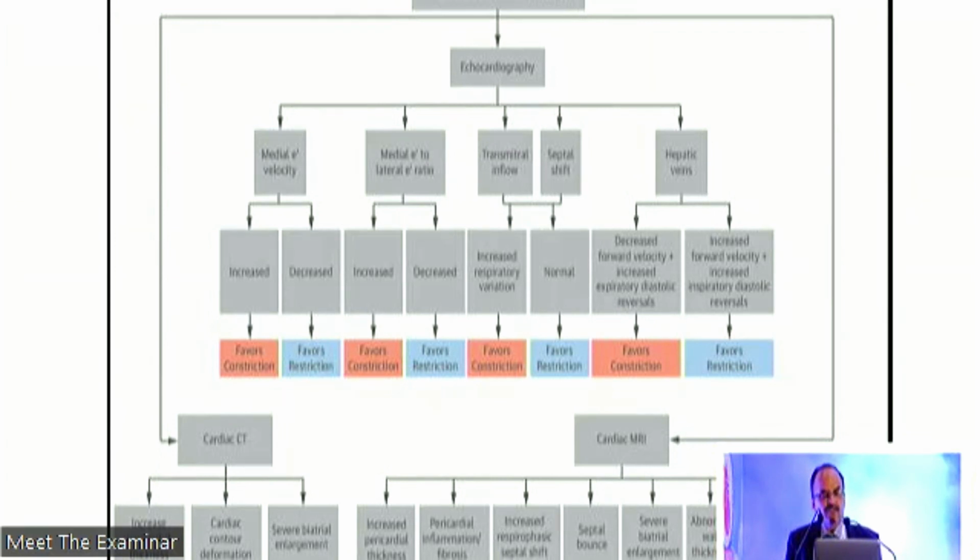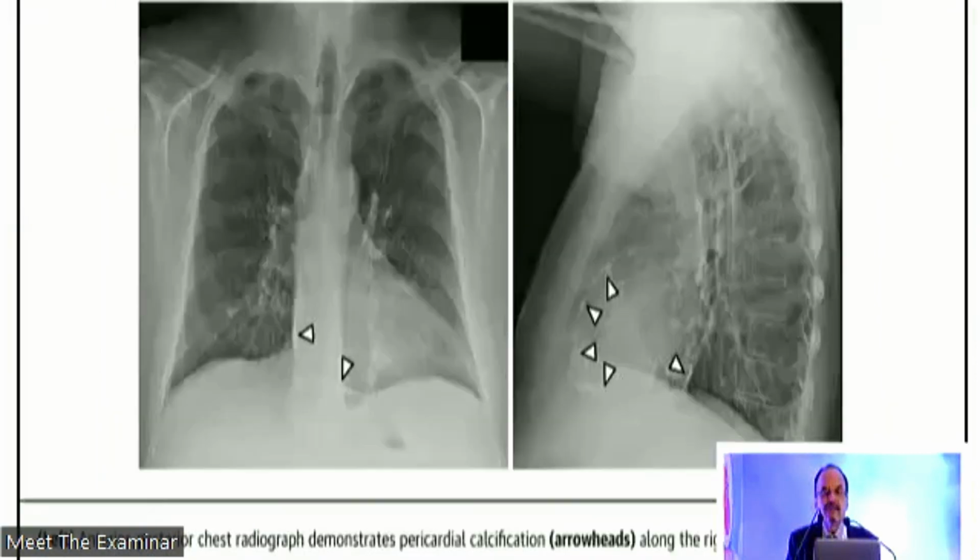if there is an increased respiratory variation in the mitral inflow, it favors constriction. And if there is an increased septal shift, that also favors constriction. And if in the hepatic veins there is a decreased forward velocity and increased expiratory diastolic reversal, then it favors constriction. If it is an inspiratory diastolic reversal, this favors restriction. And we shall discuss about the cardiac CT a while later.